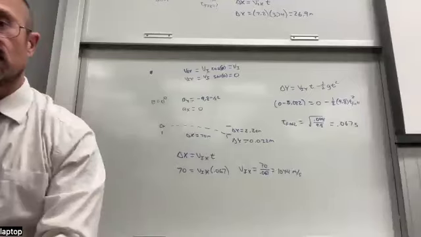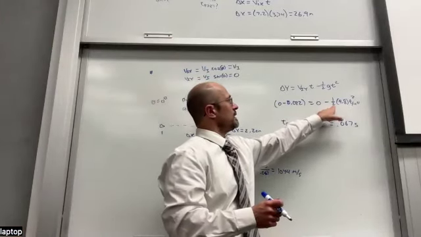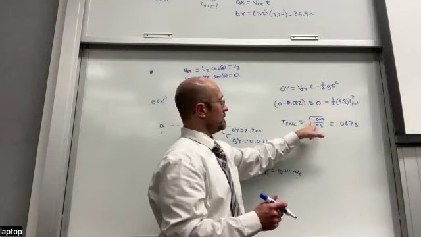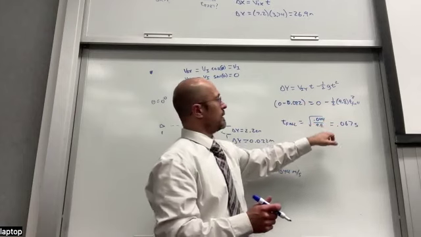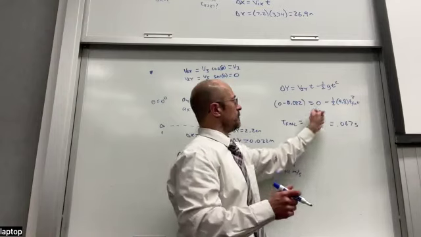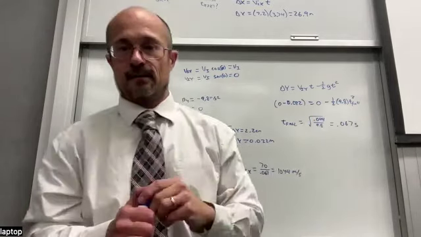Oh, where are those numbers? Oh, yeah, hold on. For this one, I multiply both sides by 2, so that's 0.044, and then I divide it by the 9.8, and then I take the square root of both sides. So it's 0.044 divided by 9.